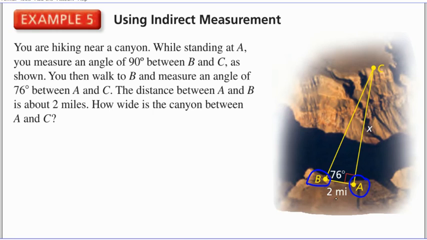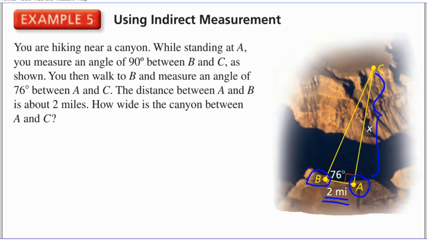Okay, that distance that you walked is a full 2 miles. This is a 76-degree angle. Okay, that's a very large angle. So I'm guessing that this X right here is very large, right? Much larger than 2 miles across the width of this canyon. Okay, the distance between A and B is about 2 miles. How wide is the canyon between A and C?